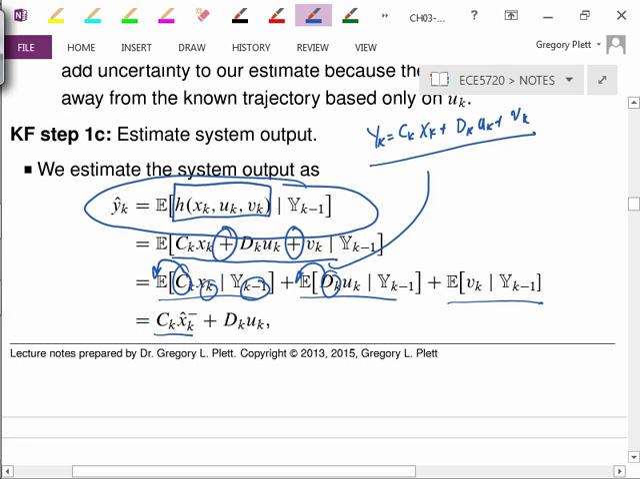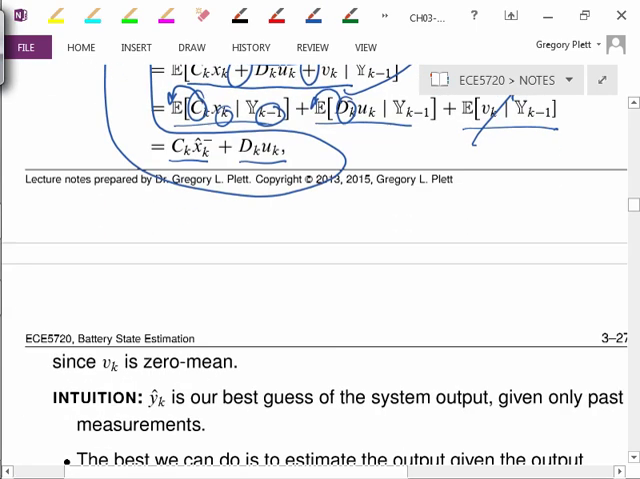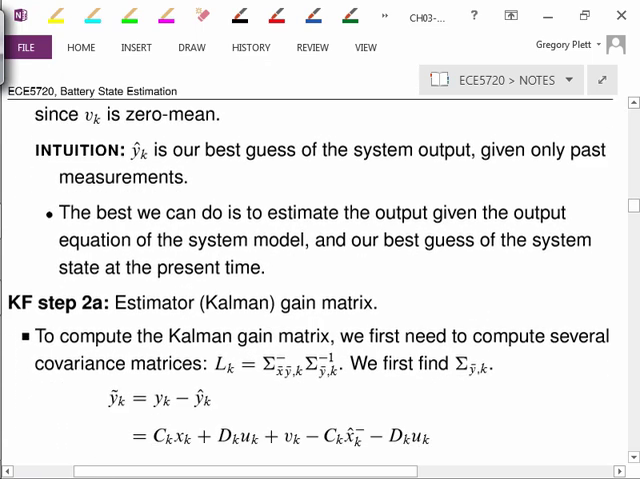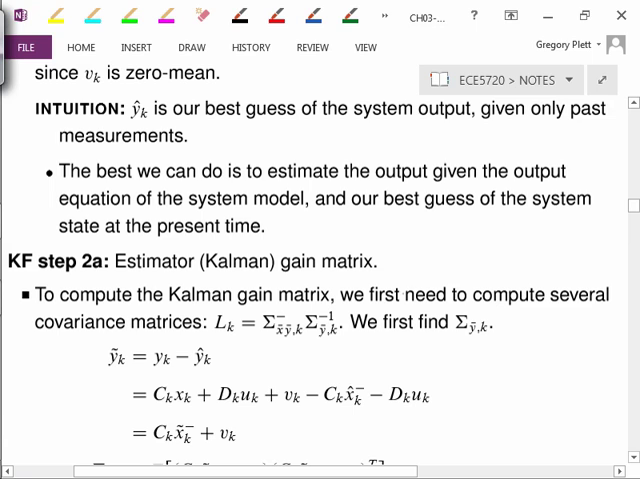U is measured, so it's just D times u. And we have said that sensor noise is assumed to be zero mean. So expected value of v is 0. That goes away. Again, a very computable equation for predicting the measurement before we take the measurement from our system. So this is our best guess of what the measurement will be, and the best we can do is to predict the output given the output equation, the system model, and our best guess of the system state at the present time.